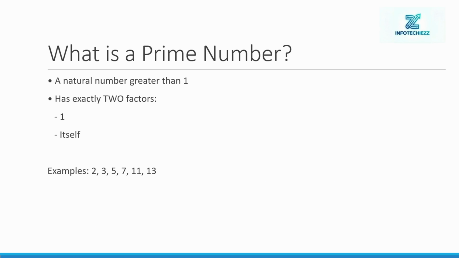A prime number is a natural number which is greater than 1 and it has only two factors, which are 1 and itself. So that is what a prime number is. It has only two factors: one is 1 and the other is itself. For example, here we have 2, 3, 5, 7, 11 and 13.